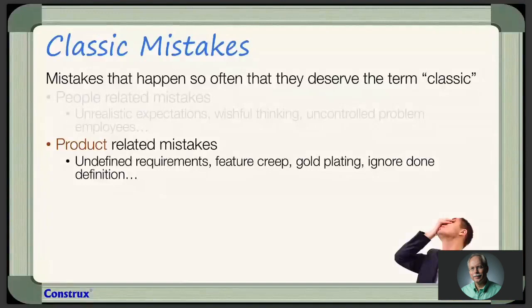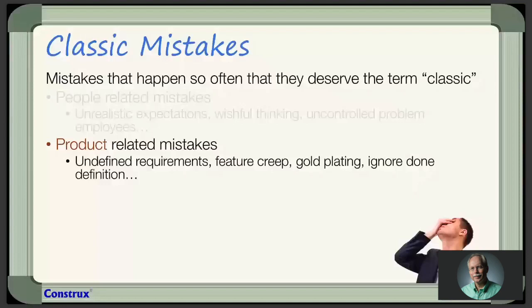Ignoring the done definition is one that showed up on the list recently. Ignoring the done definition says we've got this list of things to maintain quality in our software, but we don't have time, so we're going to move it. So that's the second category. The third category is process-related mistakes.